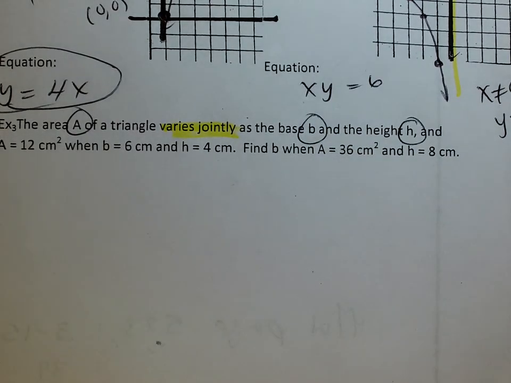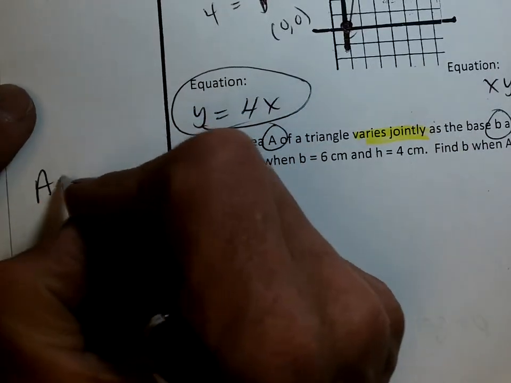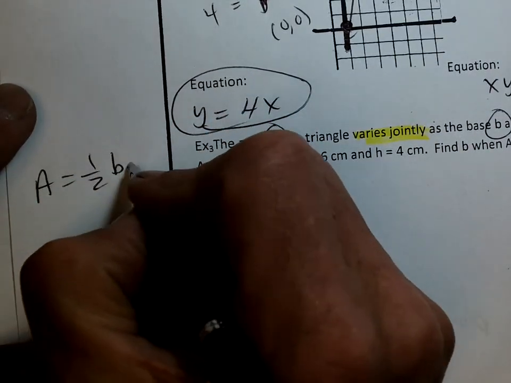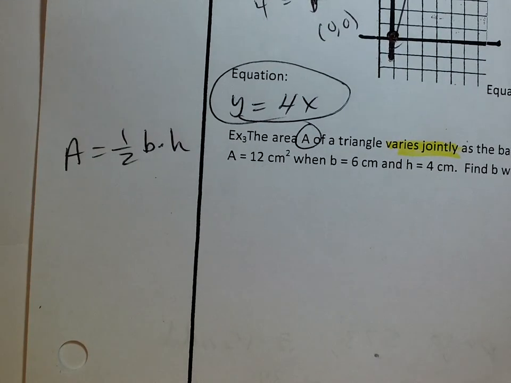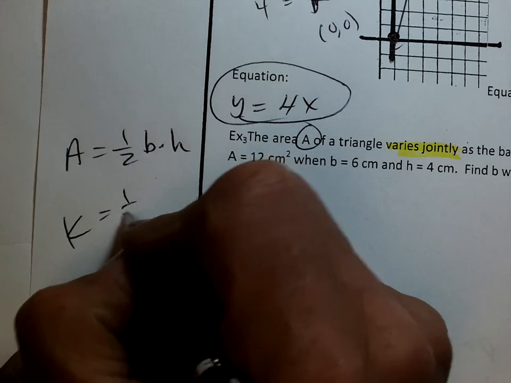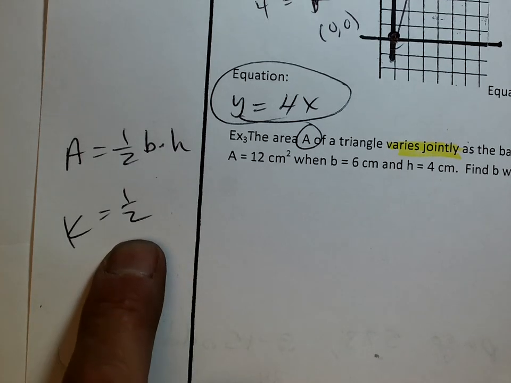So I already know the answer, but let's work it out and see. I already know that the area of a triangle is equal to 1/2 base times height, right? I know that. You guys agree? Area of a triangle? I already know then that K is 1/2. I picked this one on purpose. I picked one that we already know the answer to, but let's do the math and show why it's got to be 1/2, okay? So I already know K is 1/2.